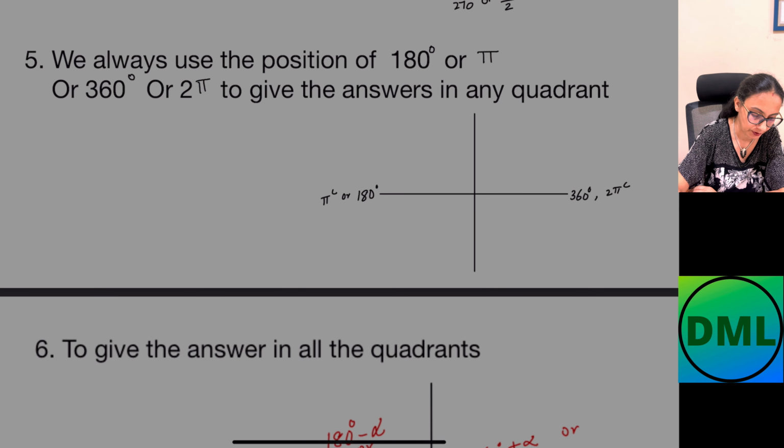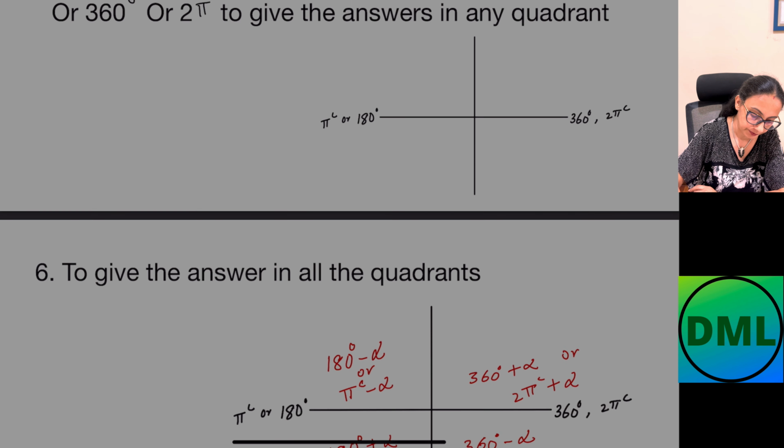Next thing we have to take care of is that we always use the positions of 180 degree or pi radian or 360 degree or 2 pi to give all the answers in the quadrant. Which are these two positions? These positions are 180 degree or pi radian, 360 degree or 2 pi radian. We have to give all the answers using these two values. Let's see one more thing.